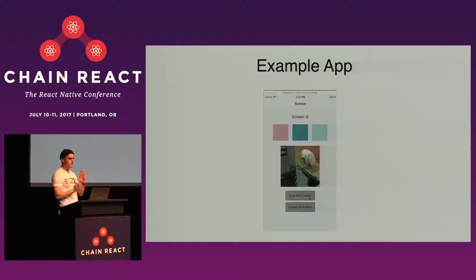push new screen, which pushes a new screen onto the stack, and update all screens, which basically dispatches a Redux action that causes all of the screens in the stack to select new random colors and a new random cat picture. Kind of a contrived example, but you'll see why I did it in a minute.